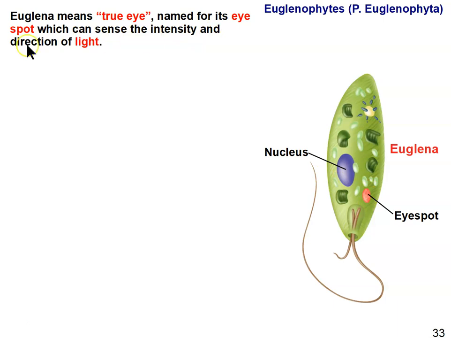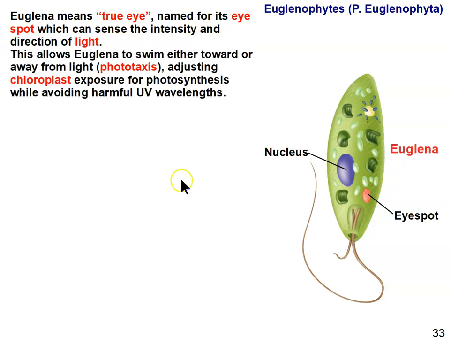It can sense light intensity and direction, so that these guys can swim either towards the light or away from the light, depending on how intense the light is, because they want a certain light intensity. Too much light is not good, too little light is not good for photosynthesis. And that movement, either toward or away from light, is known as phototaxis. Photo, light, and taxis is the behavior of movement, either toward or away from something. So these guys show phototaxis. They're one-celled organisms, but they show behavior, phototaxis being one example of their behavior.